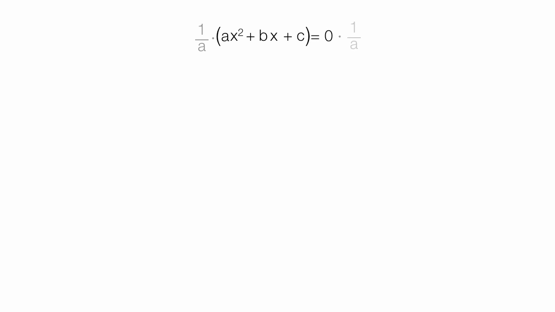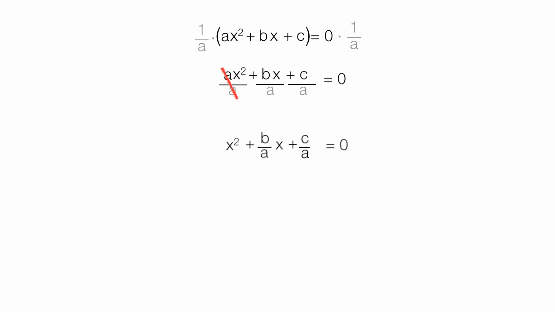the left-hand side and the right-hand sides of the equation. I'm going to rewrite the equation so it's a times x squared divided by a plus b times x divided by a plus c divided by a, which is equal to 0. The a's cancel out, so I have x squared plus b divided by a times x plus c divided by a, all equal to 0.